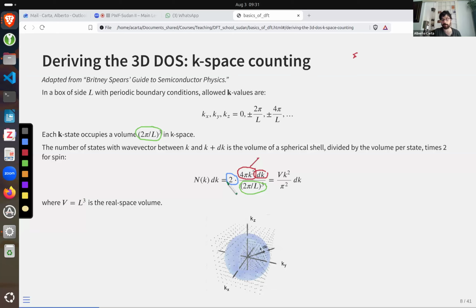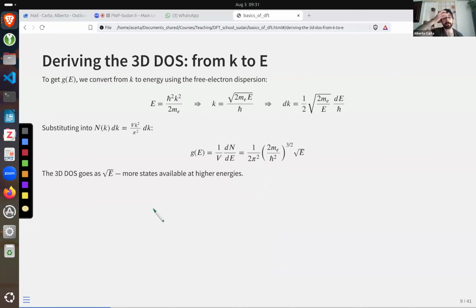We get to this formula here. The important thing is just that the number of states in a shell increases as k squared times an increase dk. Is this clear? Is there any question so far? It's clear. Okay, let me go further.